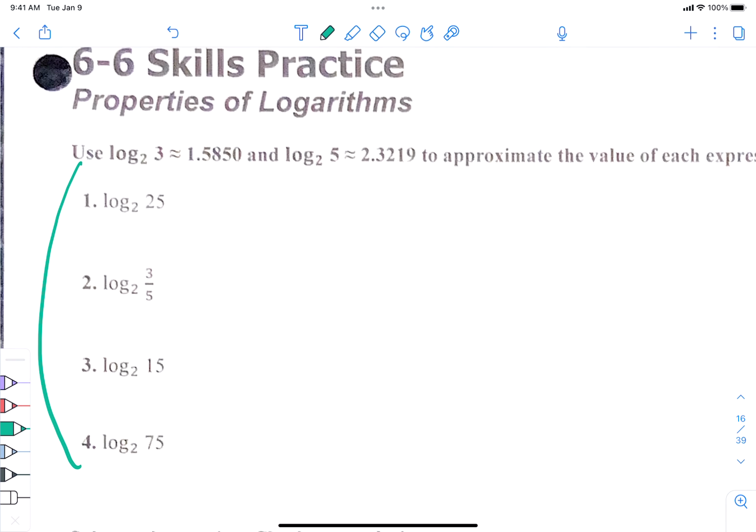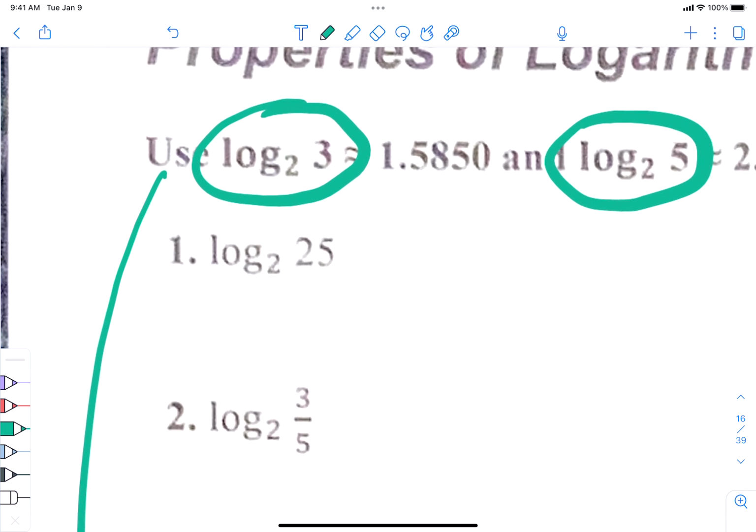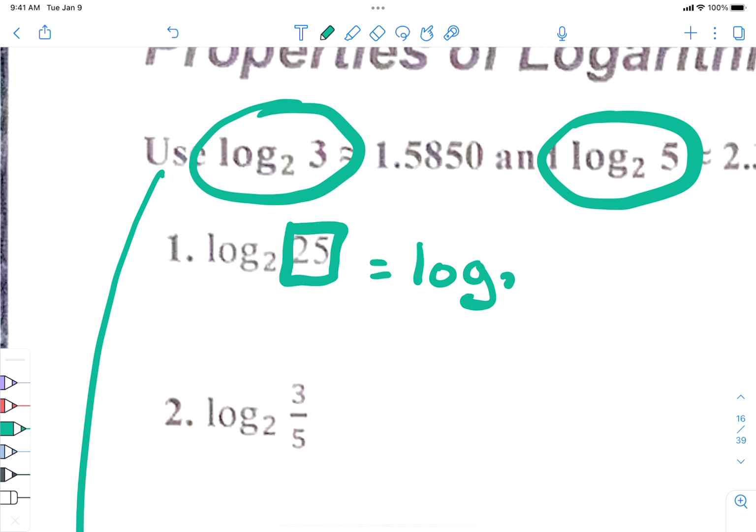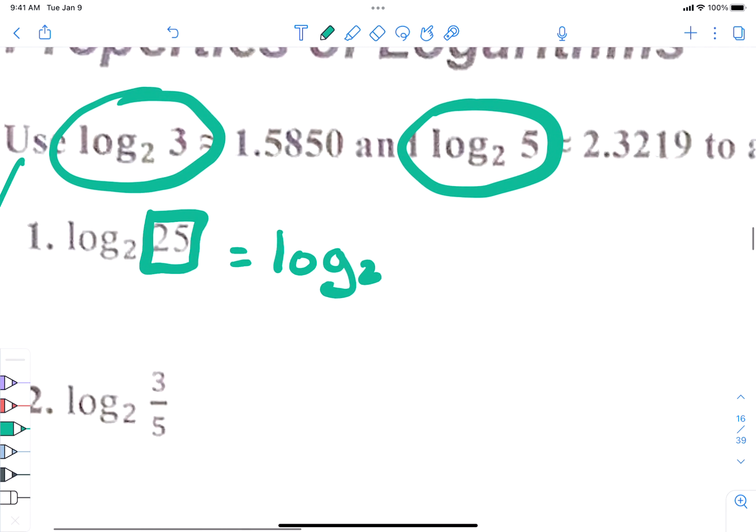The stuff that they give to me. Do you see where that's at on skills practice? They give me log base 2 of 3 and log base 2 of 5. I want to figure out what log base 2 of 25 is, so I have to write it in terms of one of those. 25 is 5 squared, 5 times 5.